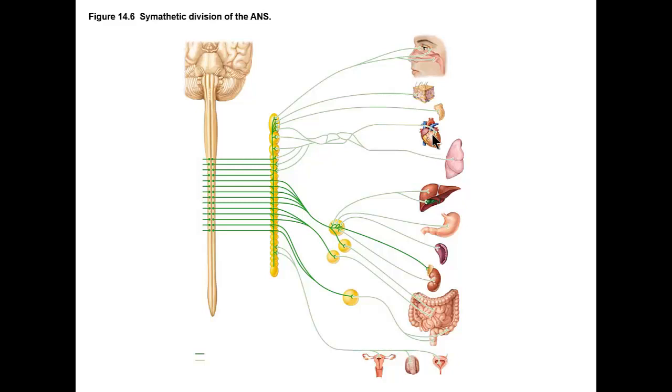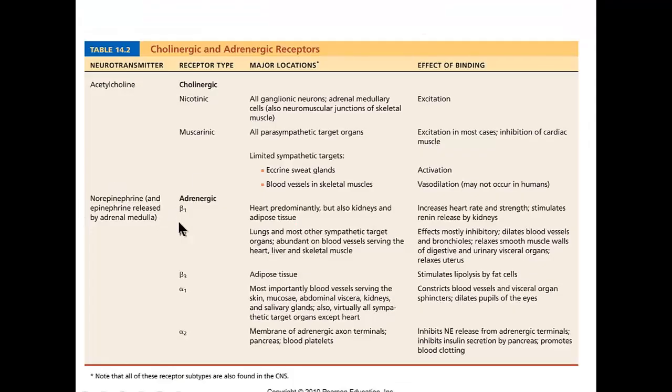So then what happens to heart rate? Does it increase? Nope. Is contraction harder? Nope. Because it's blocking. Okay, so let's go back to our chart. So that's beta-1. Beta-2, we find on the lungs and most other organs that respond to the sympathetic nervous system. So we find these on the blood vessels that serve the heart, liver, and skeletal muscle. So we find beta-2 on the blood vessels.